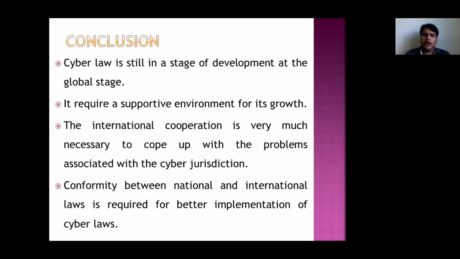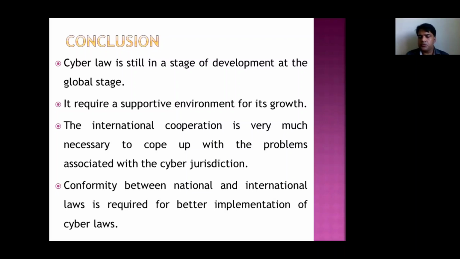Now coming to the conclusion. With the discussion we have gone through during this session, we can find that cyber law is still in its development stage. It is just 2 or 3 decades back that the internet came into society, and still the law relating to the internet is in its stage of infancy, in the stage of its development. So it is very much required that a supportive environment be afforded to the internet and cyberspace for its growth. And further, for the jurisdictional issue in cyberspace, it is very much required that certain cooperation between the national as well as other international countries must be there.